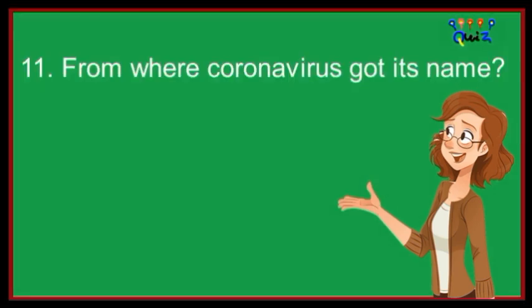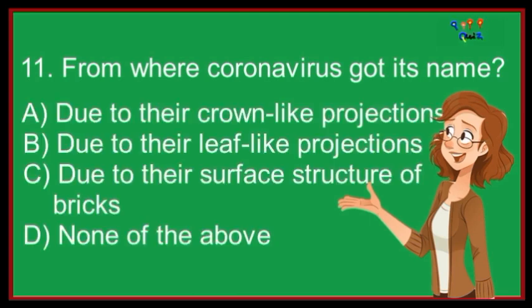From where coronavirus got its name? Options are, Option A is due to their crown-like projections, Option B is due to their leaf-like projections, Option C is due to their surface structure of bricks, Option D is none of the above. The correct option is option A.